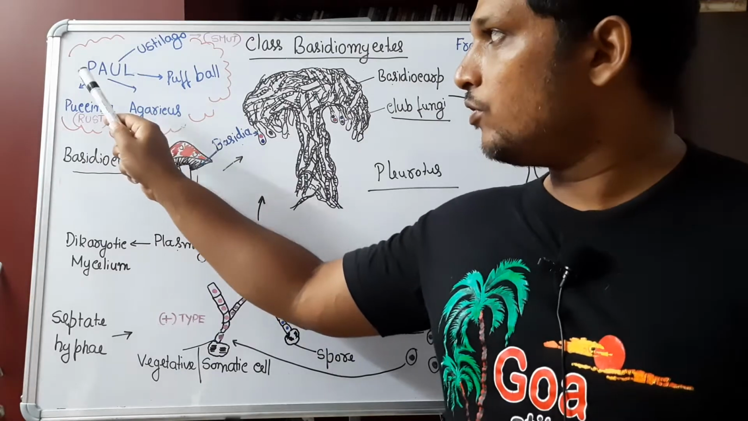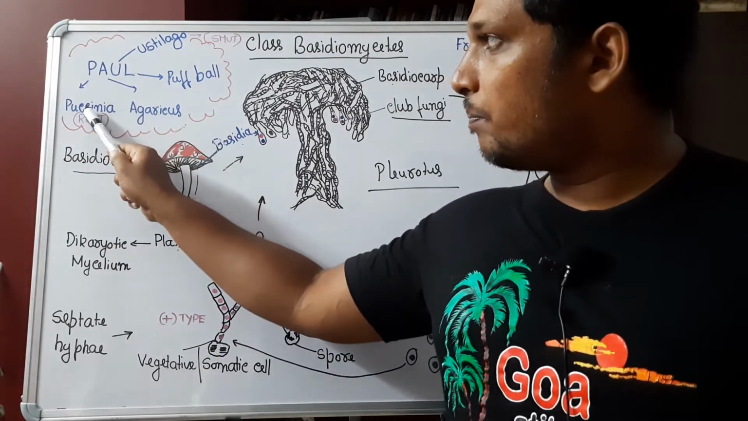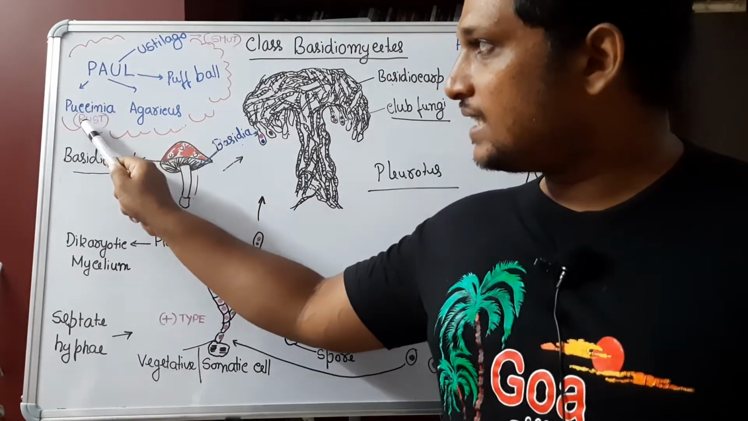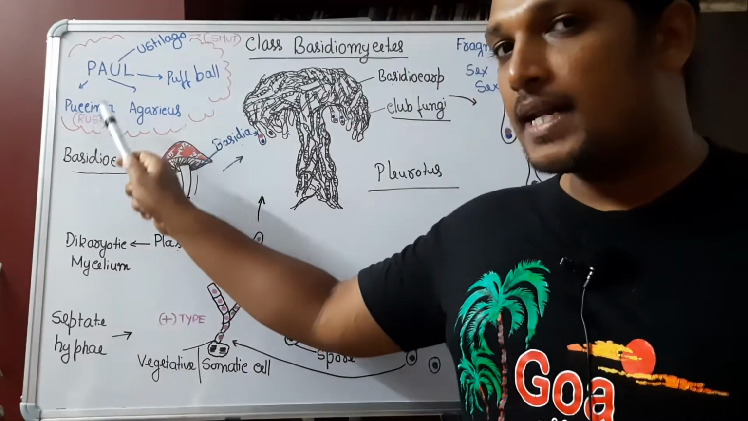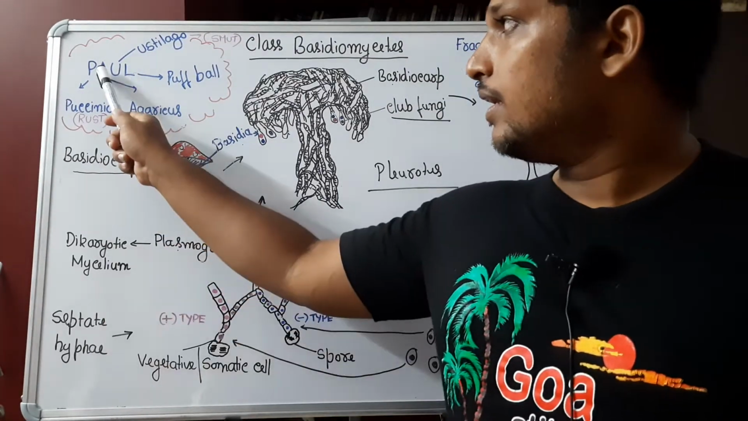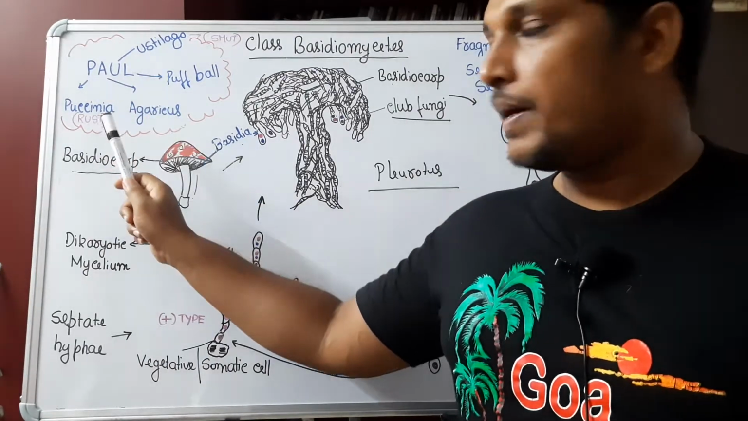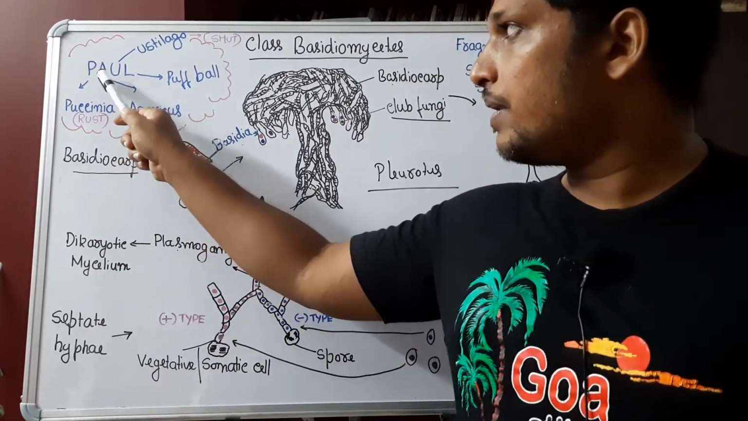Paul is a name, as you know, where P stands for Puccinia species. Puccinia species causes rust disease. It is an example of parasitic Basidiomycetes. All species are not parasitic, but this is an example.